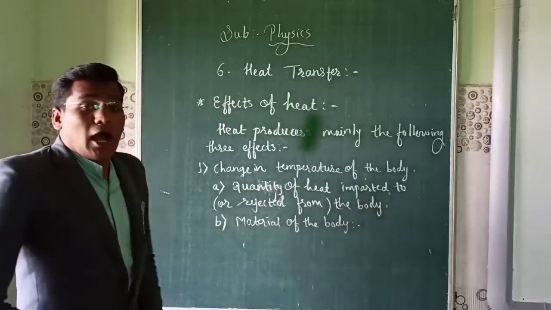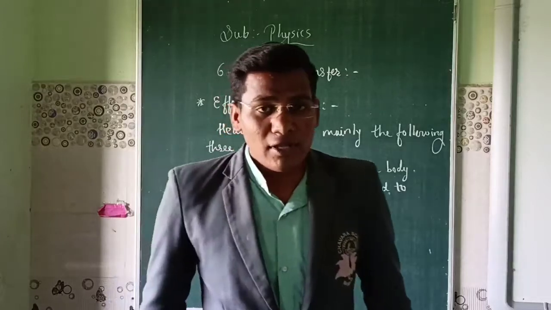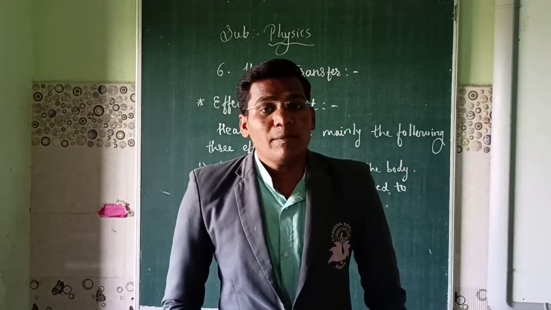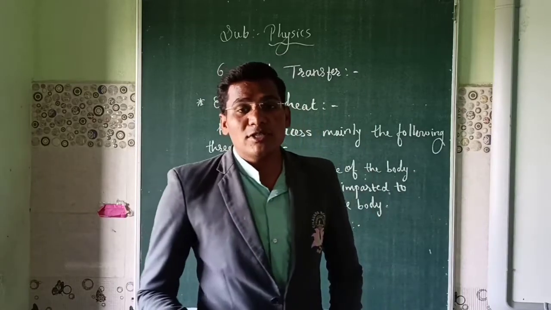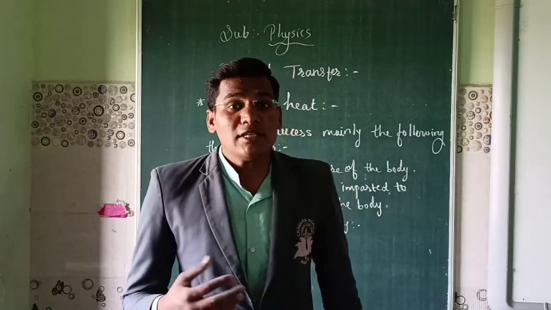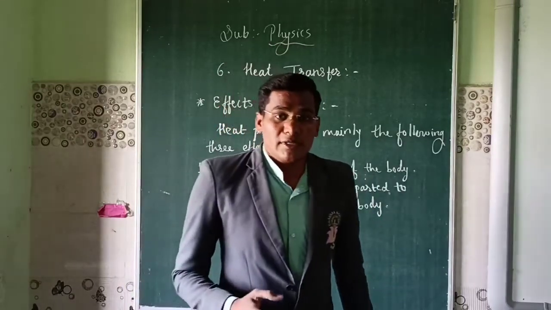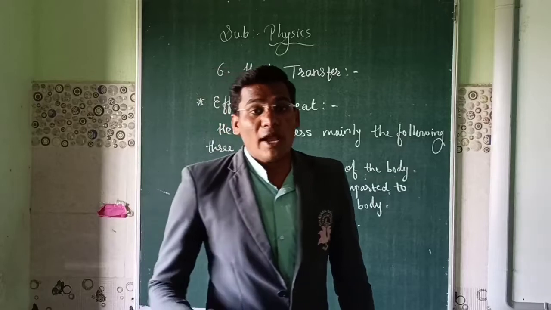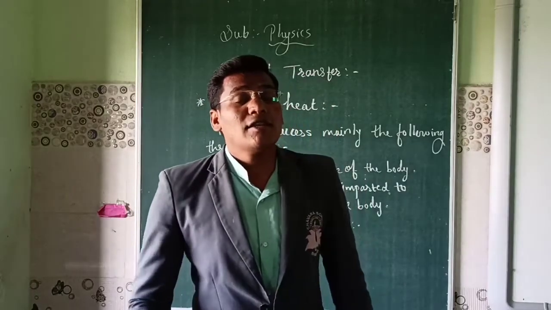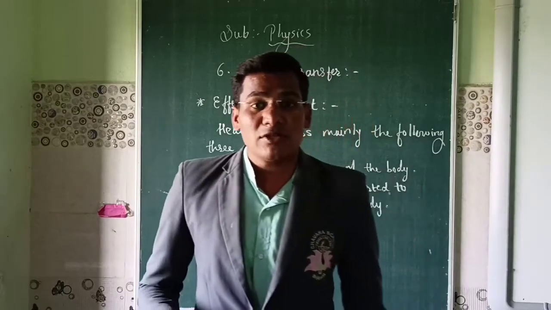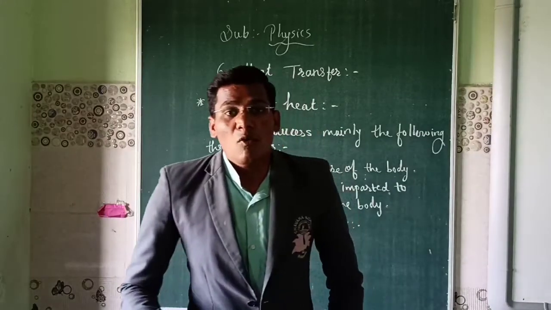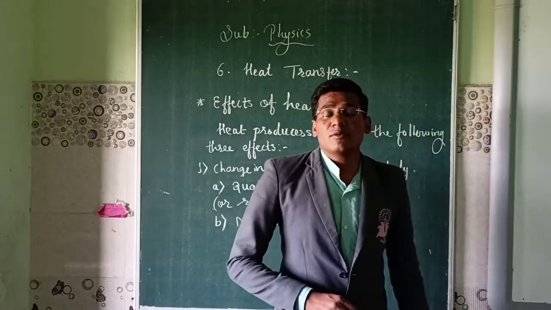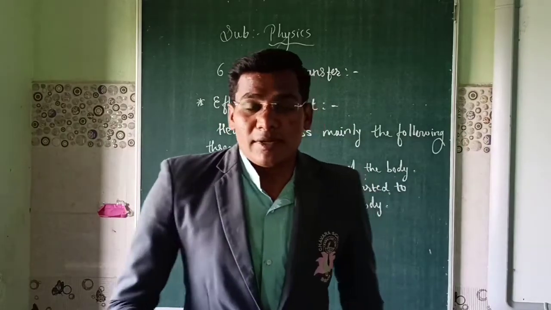The first one is how much quantity of heat we give to the body and how much quantity of heat we reject from the body. It means that if we give heat to the body, the temperature of that body increases, and whenever we cool down the body, the temperature decreases. The reason is, whenever we give heat to the body, the molecules of that body increase in temperature, and the kinetic energy of the molecules also increases, and because of that the temperature increases. Whenever we cool the body, the kinetic energy of the molecules of the body decreases, and that's why the temperature also decreases.